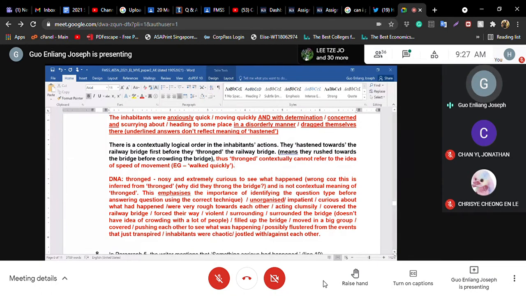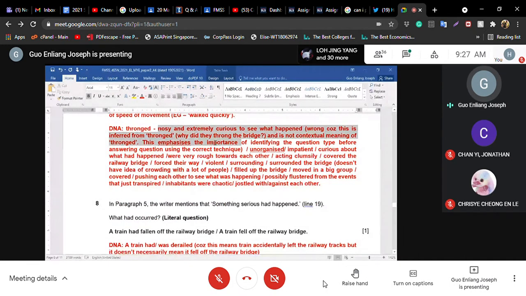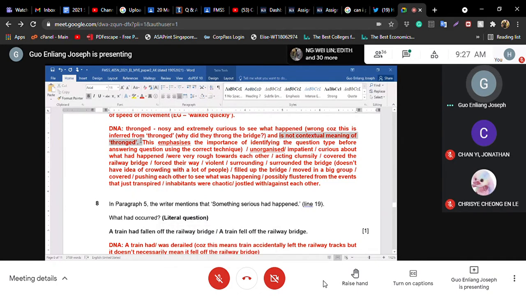Next one, these are all the popular wrong answers. I'll just go through a few. The first one, which I highlighted, is important because the answer some of you gave is that you're extremely curious to see what happened. But this is wrong because this is actually inferred for throng. It means why did they throng the bridge? This is the answer for why they throng the bridge. This is not the contextual meaning of throng, which is what is required because this is a vocab in context question.